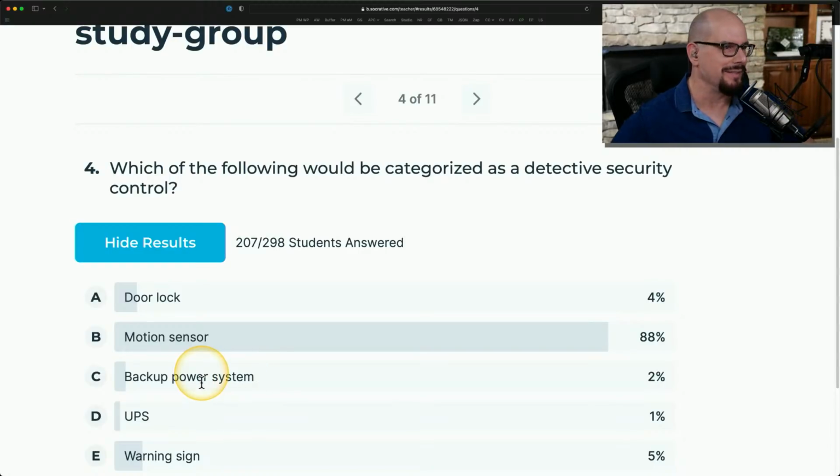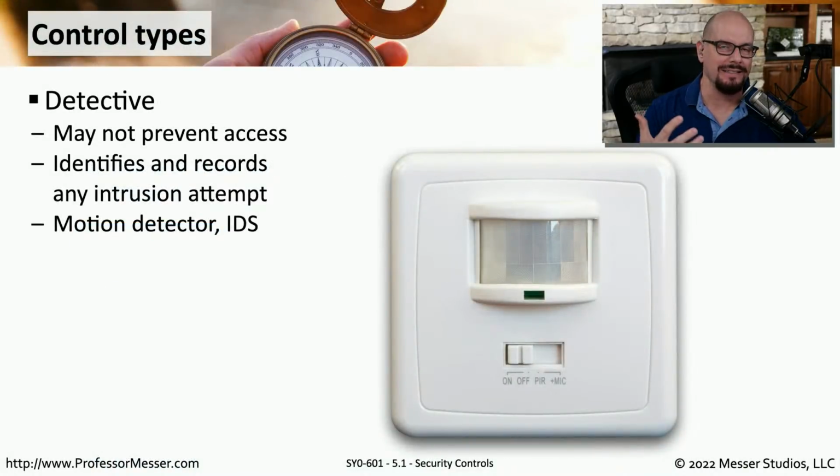So let's talk about a detective security control. Detective means it detects something. It identifies that something is there or that something has happened, but it doesn't necessarily, and usually doesn't, prevent any access to an area. So this is an important consideration: being able to know that something happened, but not being able to stop it from happening, is effectively the definition of a detective security control. So things like a motion detector, an intrusion detection system, it's in the name itself, isn't it? So anytime you see a detective security control, you should think of an IDS.